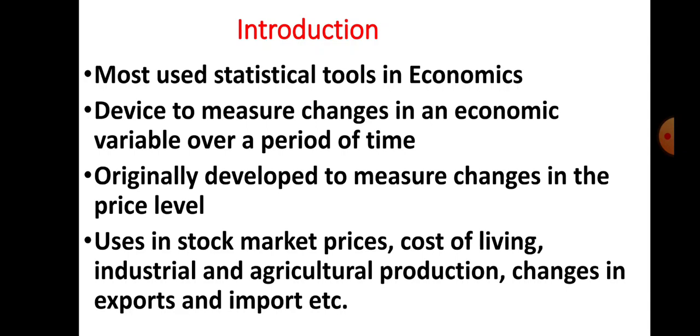Index numbers are the most used statistical tools in economics. It is that statistical device which measures changes in an economic variable over a period of time. It was originally developed to measure changes in the price level. So price level is the main factor here. But nowadays there are many uses of index number. You can use index number in stock market prices, cost of living, industrial and agricultural production, changes in export and import, etc.